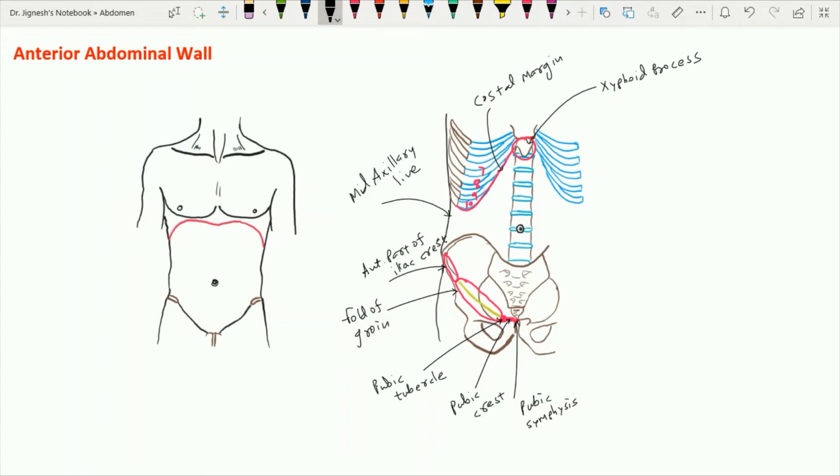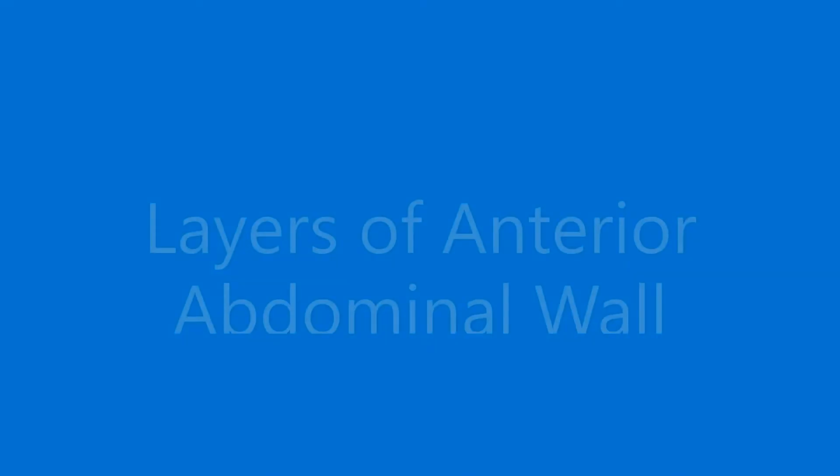This anterior abdominal wall is firm but elastic in nature. The firmness is responsible for the protection of the viscera present within the abdominal cavity, and the elasticity is necessary to provide space for the movement of the viscera during inspiration as well as expiration.